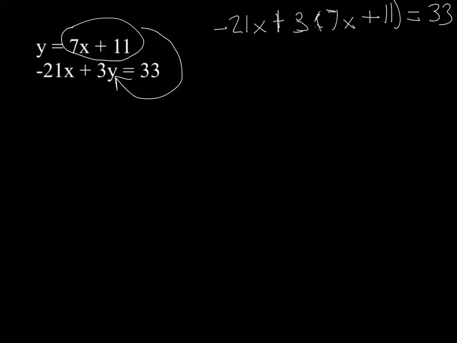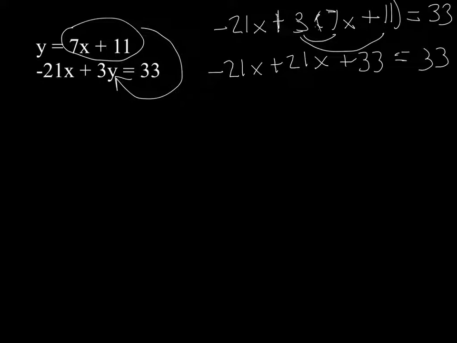All right, so we now need to distribute this 3 to both terms here. So after distributing the 3, you're going to get this. You get negative 21x plus 21x plus 33. And the 21x and negative 21x will cancel, which will leave you with just 33 equals 33.